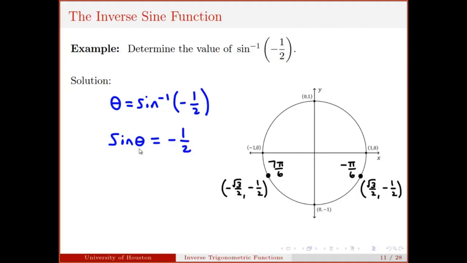There are two angles theta whose corresponding points on the unit circle have a y-coordinate of negative 1/2. One when theta is negative pi over 6, and the other when theta is 7 pi over 6. However, since we're evaluating sine inverse of a negative number, we will always choose the angle in quadrant 4, which is negative pi over 6. Therefore, sine inverse of negative 1/2 equals negative pi over 6.